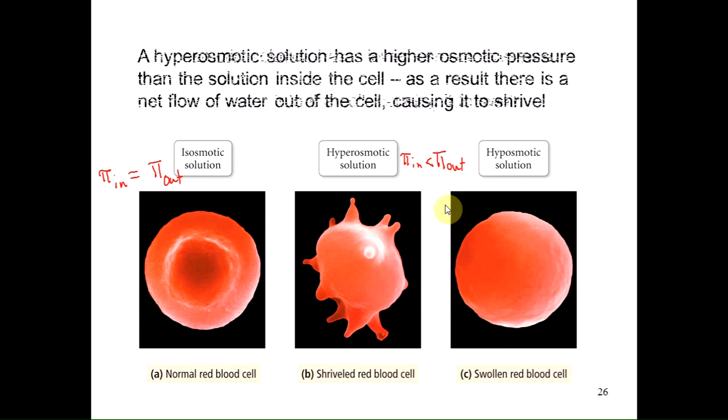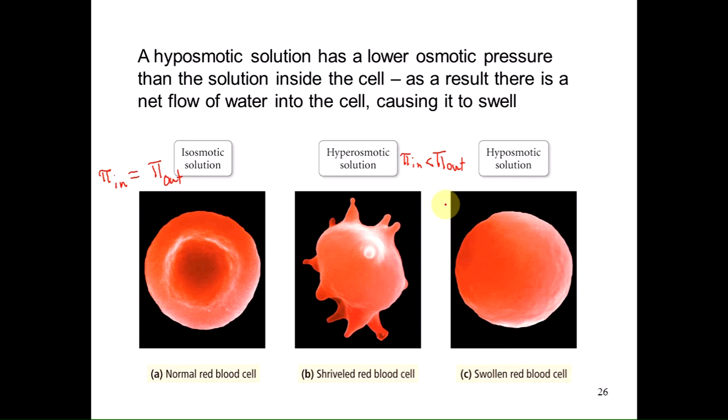If you have a hypoosmotic solution, you have a lower osmotic pressure than the solution inside the cell. So the osmotic pressure inside is greater than the osmotic pressure outside the cell. And if it absorbs too much solution and too much water passes through it, the cell can actually burst. So this is why it's important to maintain a good osmotic pressure and maintain the electrolyte concentrations inside and outside your cells.